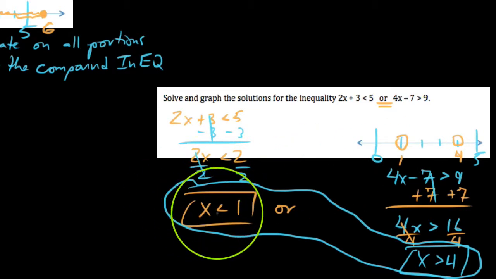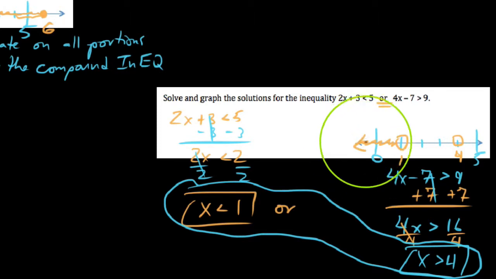So we say, well, what if I said x is less than 1? We would be shading to the left of this and labeling it. We say x is less than 1. And we say x is greater than 4. This would be all the stuff to the right of this. We say x greater than 4. So here's our or statement.